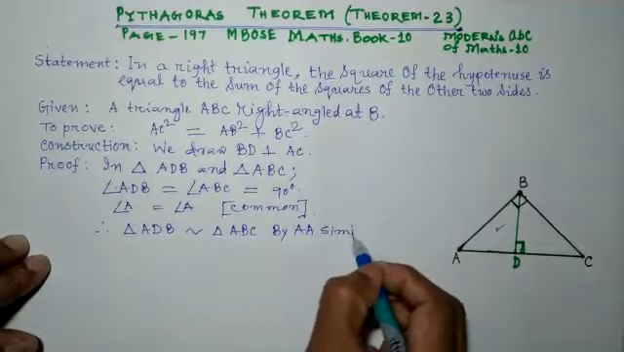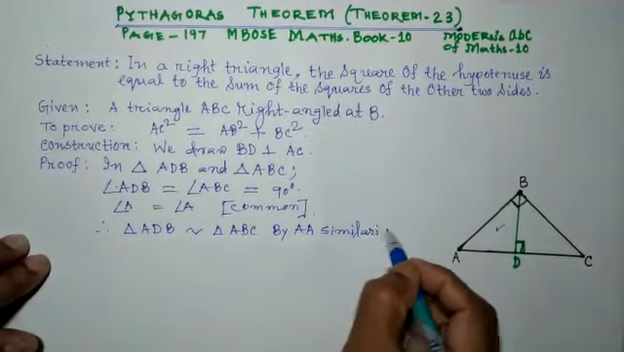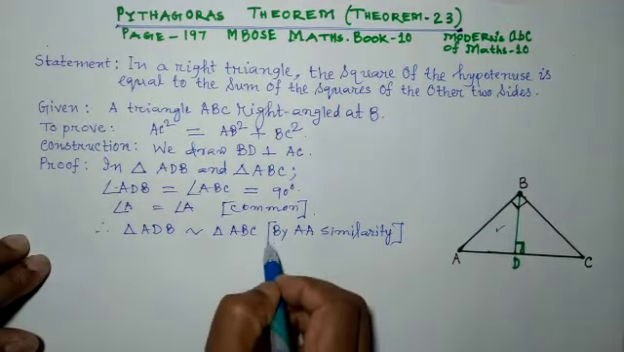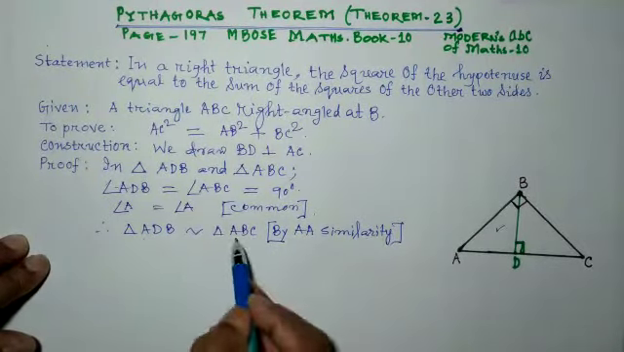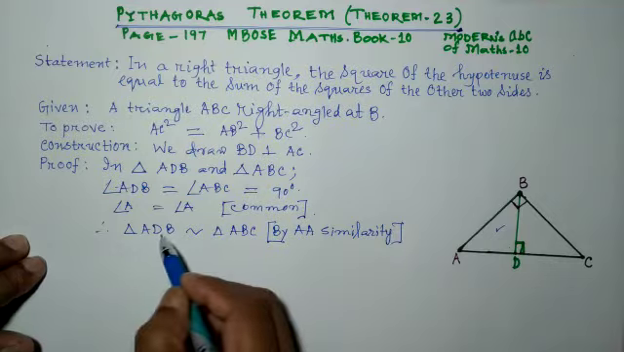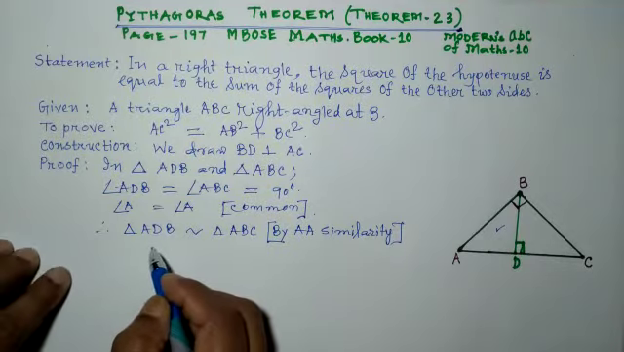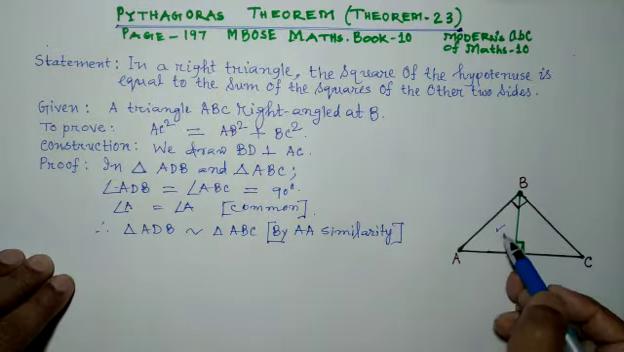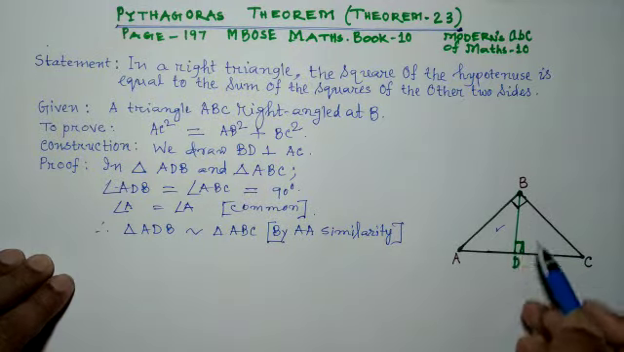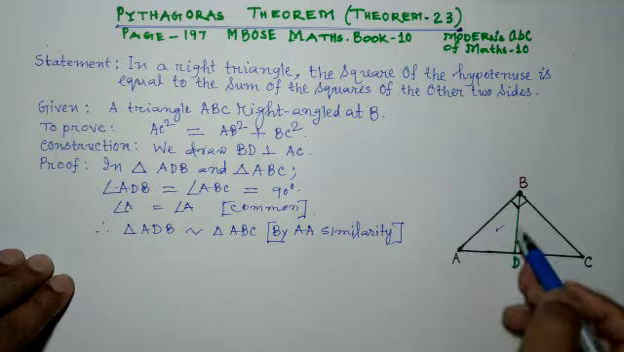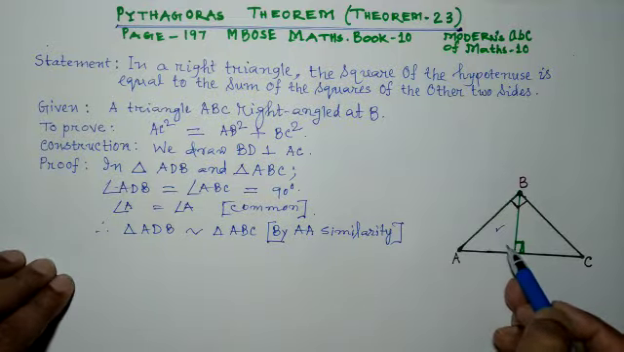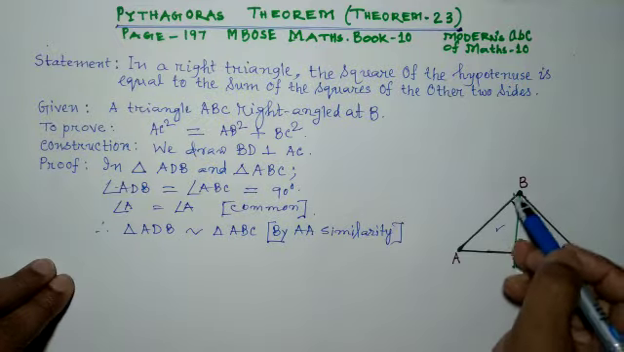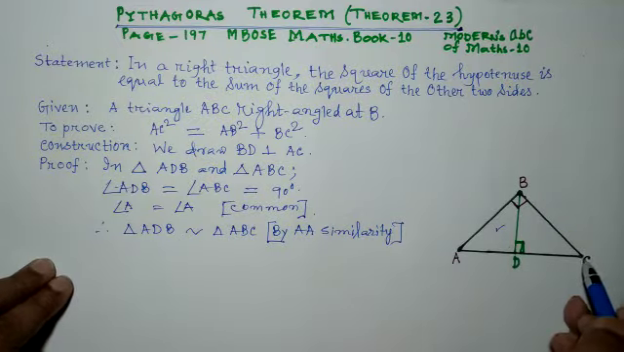It means two angles of the first triangle are equal to two angles of the second triangle, so the two triangles are similar. If two triangles are similar, their corresponding sides are proportional. So from the small triangle ADB, angle D is a right angle. Opposite to it is the hypotenuse, which is AB, and in the big triangle the hypotenuse is AC.